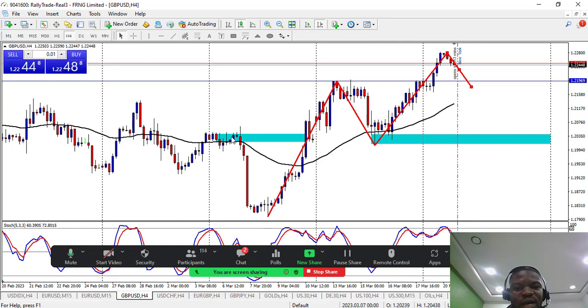This is the leg that took out this high. Therefore, since this high is taken out, we're now on the upward trend. So from here upward, it's like the extension. After the extension, we expect retracement towards the downside. And that is what we have here.